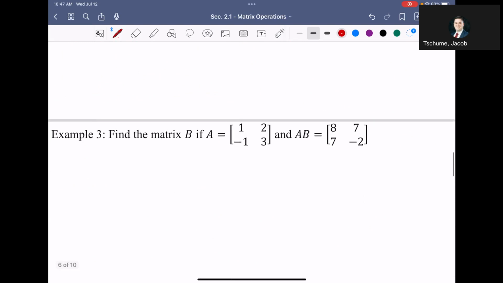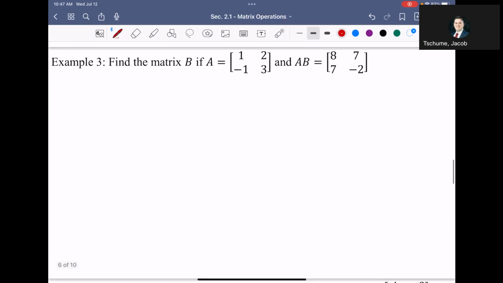All right. For example 3, I'm going to change up what I'm asking and see if we can adapt. Example 3 says, can you find the matrix B if you know that A is 1, 2, negative 1, 3, and AB is 8, 7, 7, negative 2?